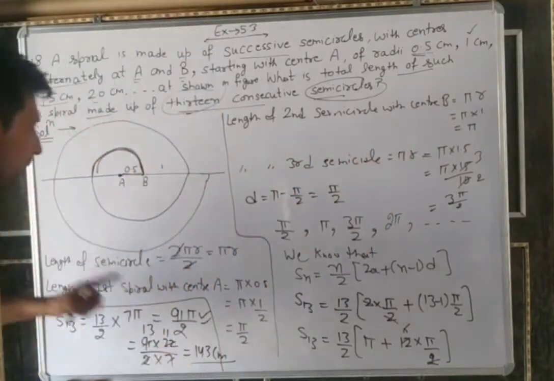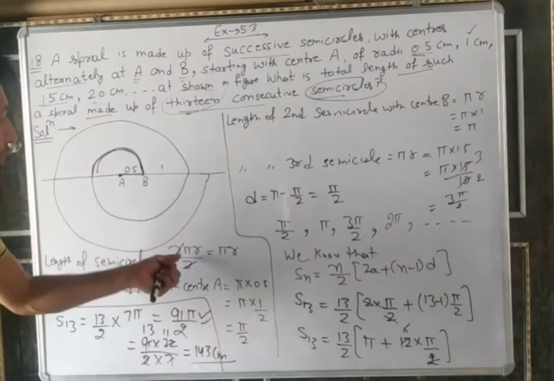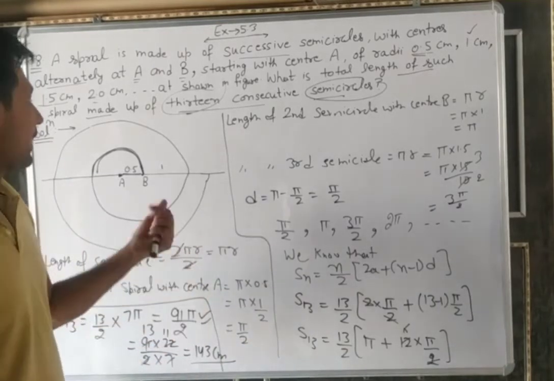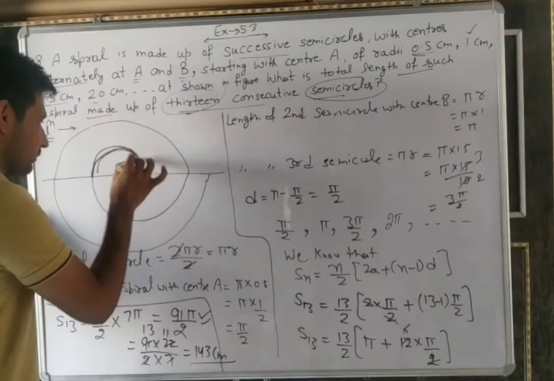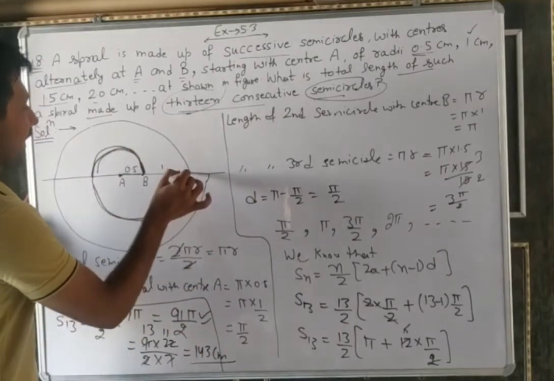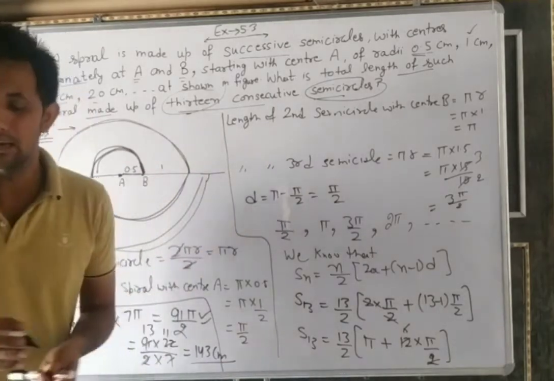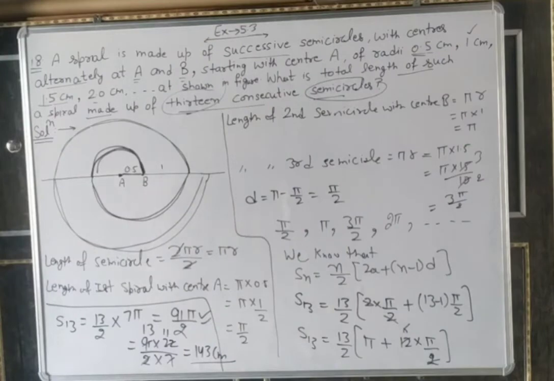The formula is pi into r. Pi into r is 1 upon 2, because 2 pi r is a circle and we are using only half, the semicircle. Understand? Next semicircle, find this one's length. Third, we find this one. Every time it is a semicircle. Understand, dear? Please note it down, dear.